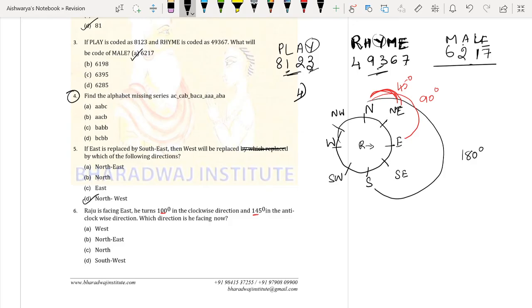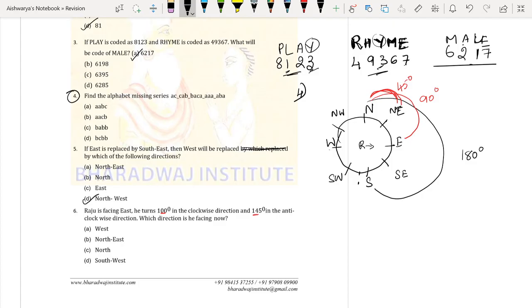So in the 100 degrees, where will he reach? Ma'am, option B, northeast, ma'am. I am not asking for the answer. Just wait a minute. Let everybody solve. Okay. From here to here, half of it will be 180. So let us say that he comes from here 45 plus 45, 90. 90 plus 10 degrees, he will stop somewhere here. Okay. Up to 100 degrees means he will stop somewhere here.